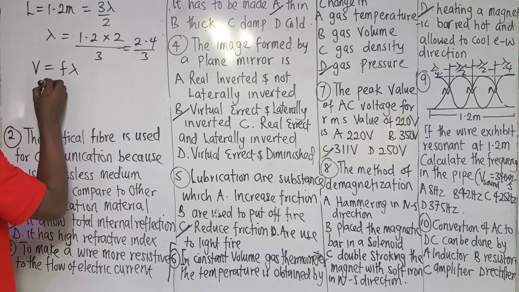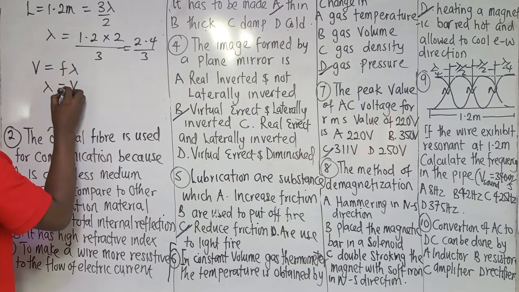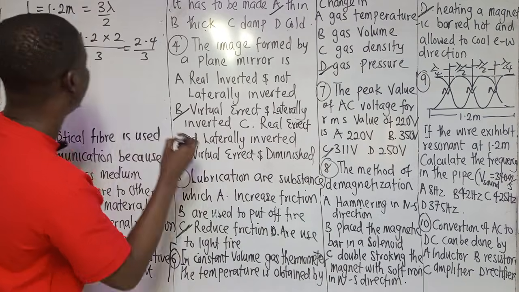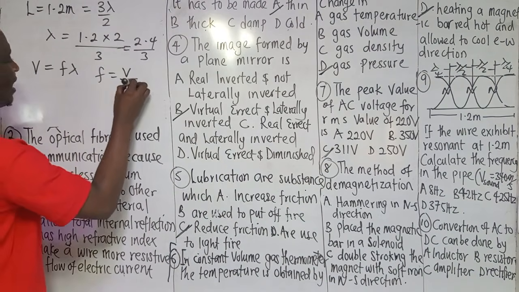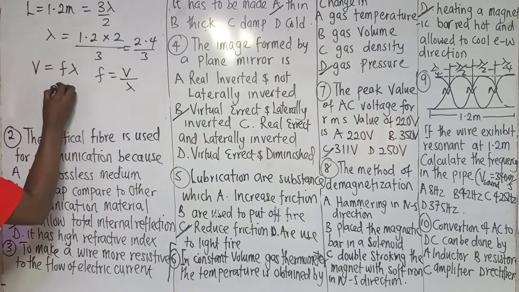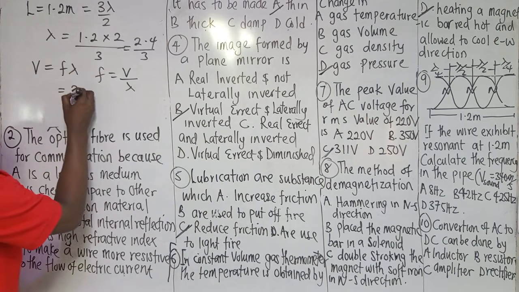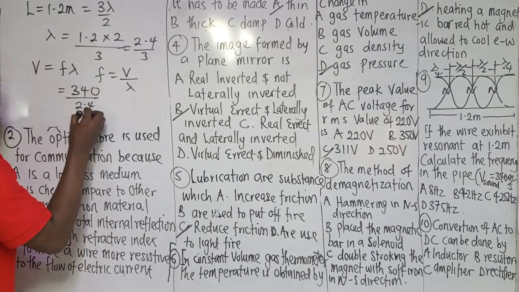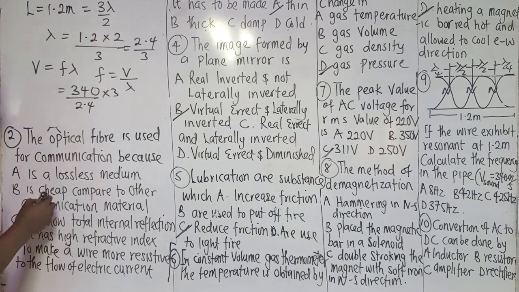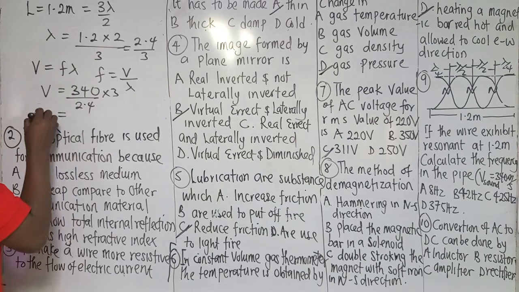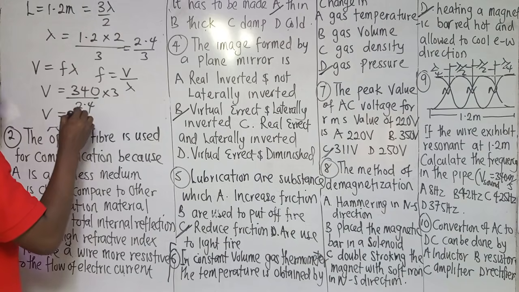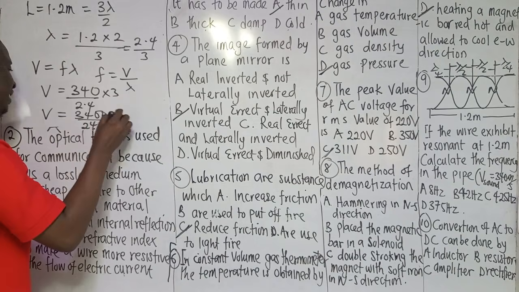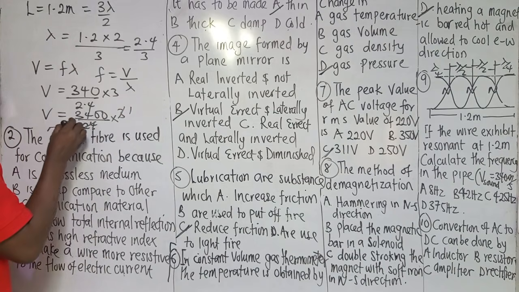Now look at this. You have velocity equals frequency times lambda. We are looking for frequency rather, so frequency is velocity over lambda. We are given the velocity of sound in air, which is 340, divided by 2.4 divided by 3. The 3 will go up, so we are going to have 3400 over 24 times 3.